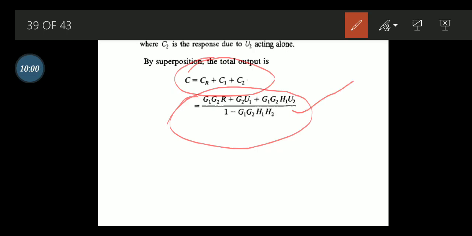Consider the output response C suffix R, that we calculated earlier, by considering the R input alone. Now C1 is the output response by considering the U1 input response alone, and C2 is the output response by considering the U2 input response alone. All these output responses are added together, then finally we get the total output response of the system.